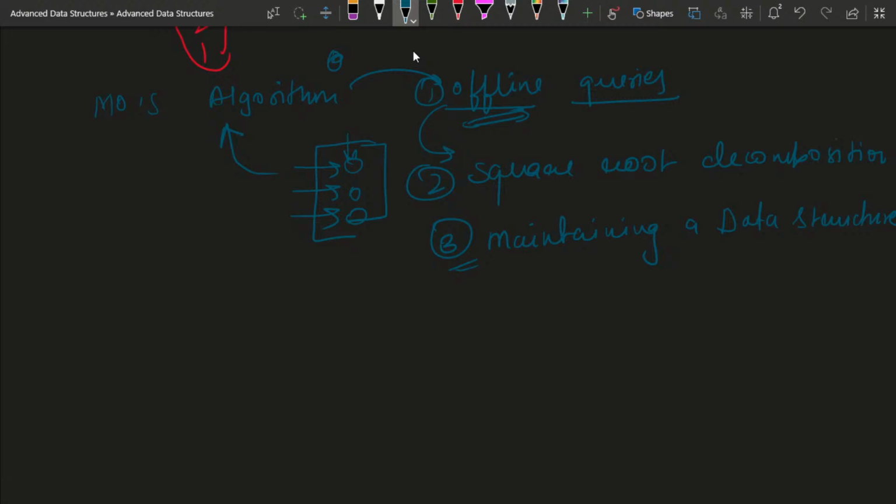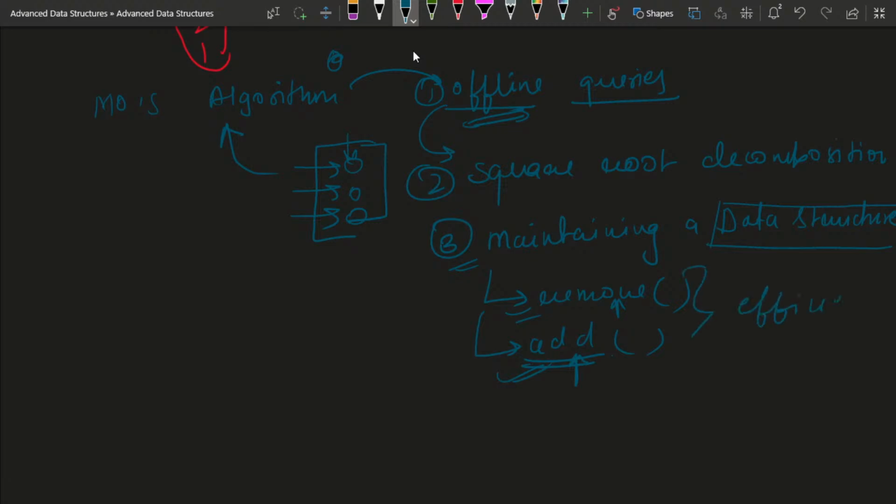So we would be maintaining a data structure, and what kind of data structure we are going to maintain and what it is doing, we would be discussing that later. But first let us take an overview of the algorithm. Okay, so in maintaining a data structure, we have to implement two operations. One is remove and the other one is add. So add would be adding an element in the range and remove would be deleting an element from the range, and these two must be efficient.